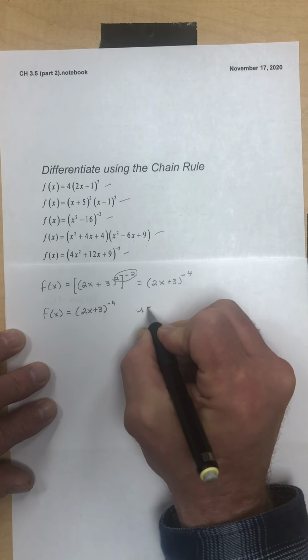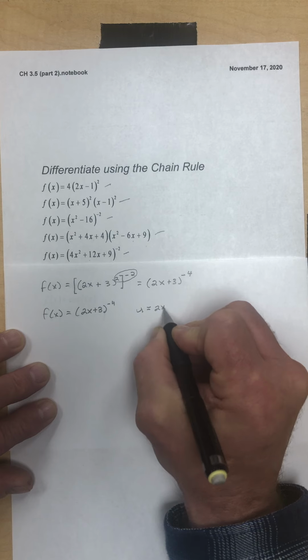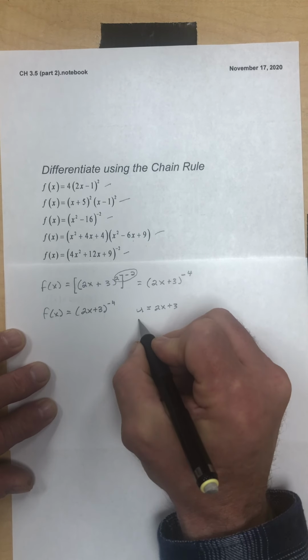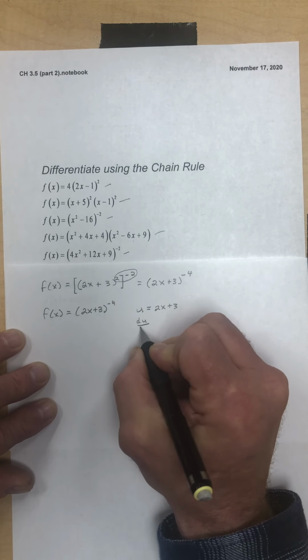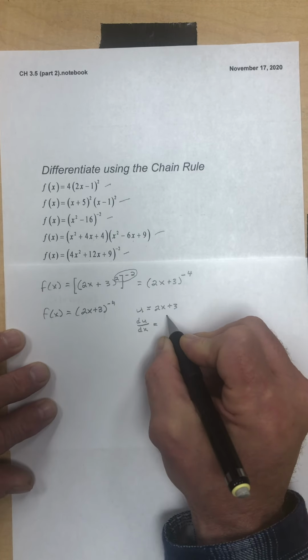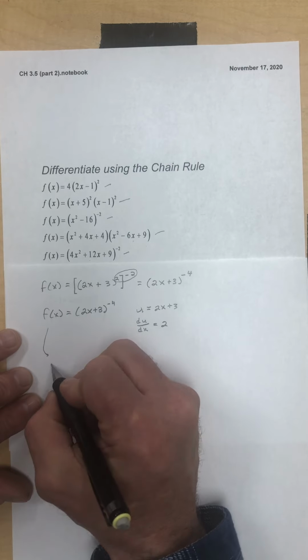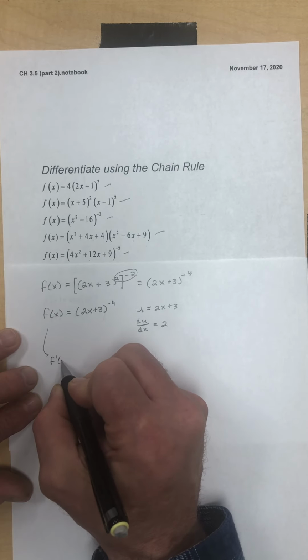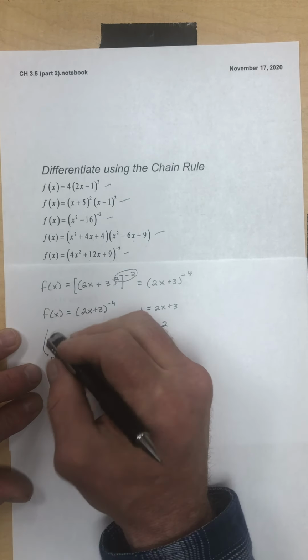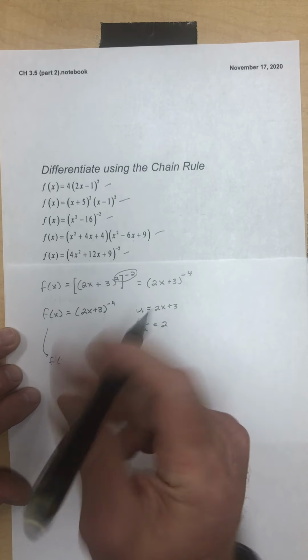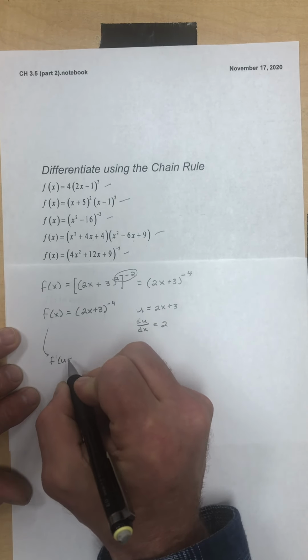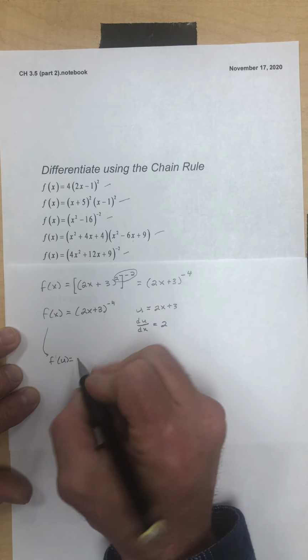And so if I let u be my 2x plus 3, then my du dx is just 2. Okay, so let's take our derivative, f prime of, well, let's do the u substitution first. So let's go f of u equals, this would be u to the -4th.